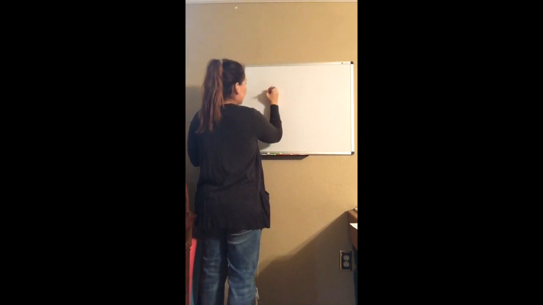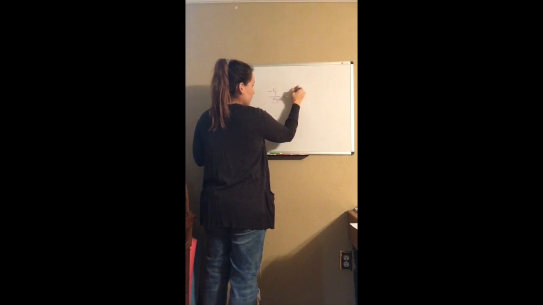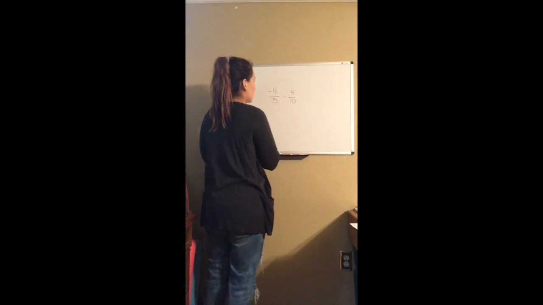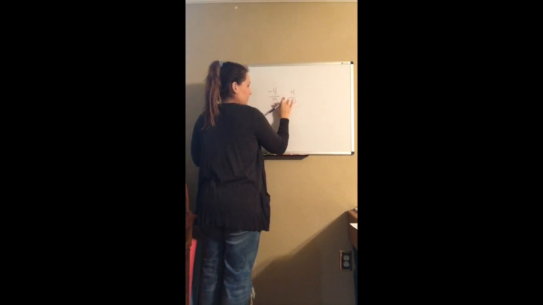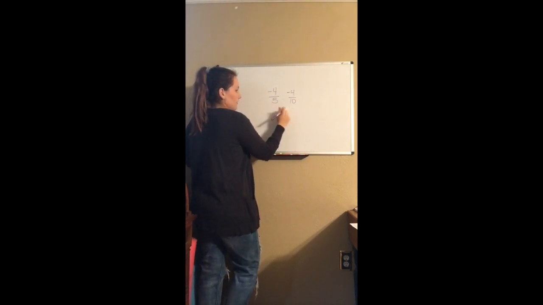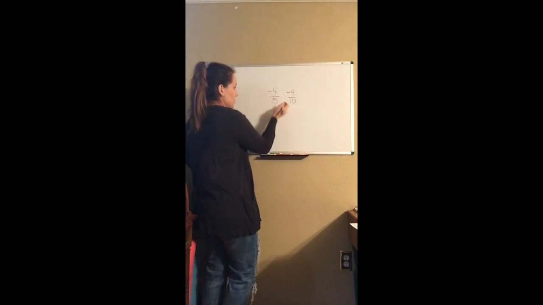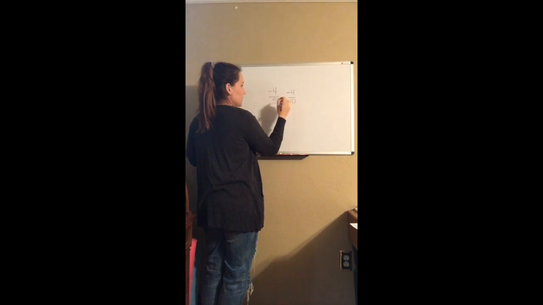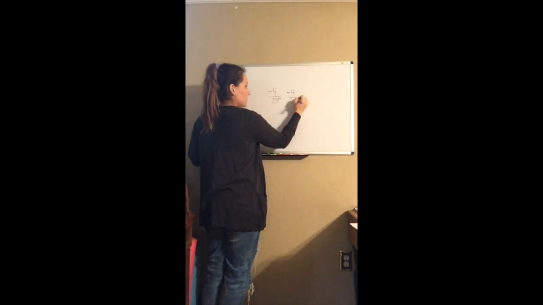We have negative 4 over 5 minus 4 over 10. So I'm going to go ahead and move this up here so we don't forget about that minus sign. Look at these 5 and 10. I can write out my multiples. I know the common denominator is going to be 10.